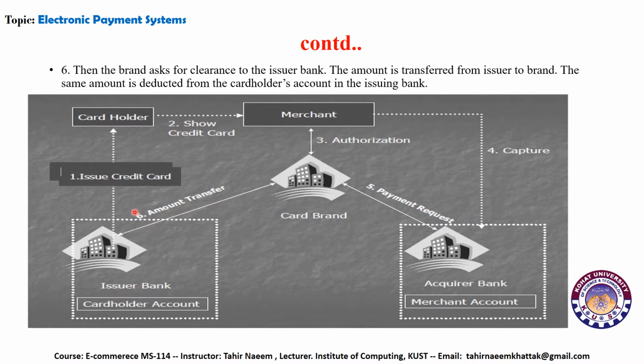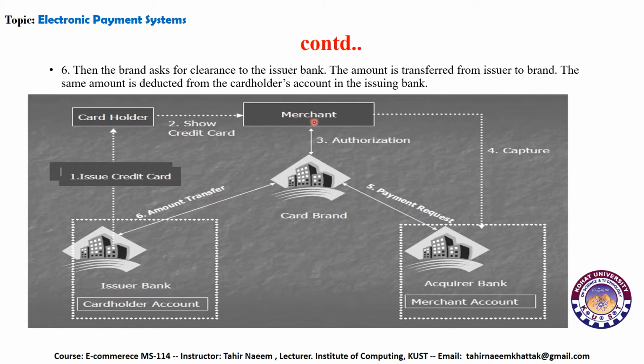First of all, a card is issued. You apply for the card to the bank, and the bank either accepts or rejects your application. If accepted, you are issued a credit card. You carry this card around, and whenever you want to shop for some clothes or any grocery items, you show your card to the merchant.